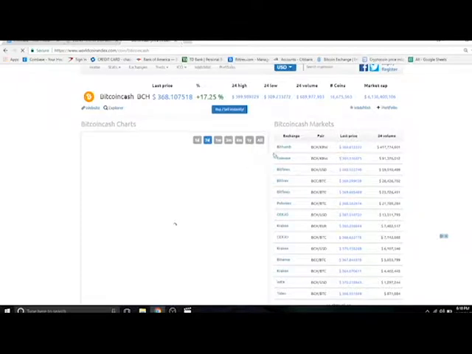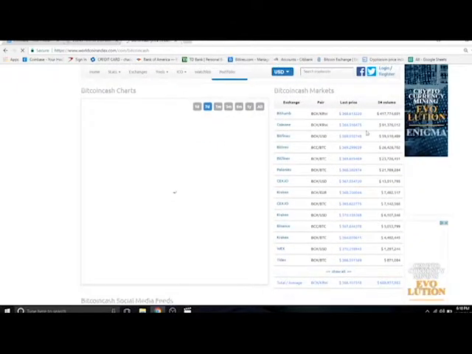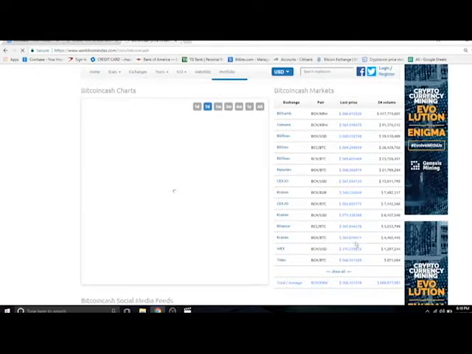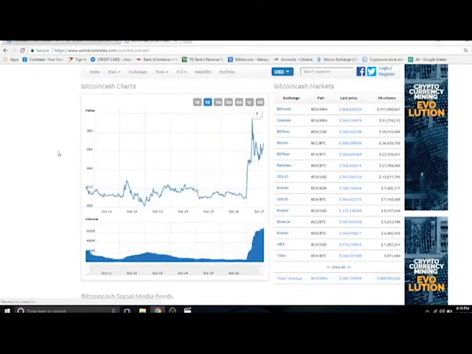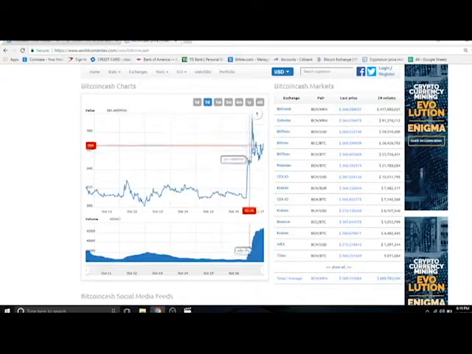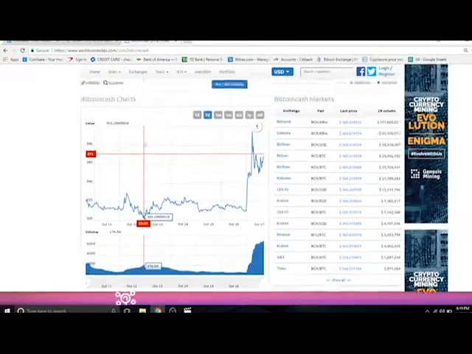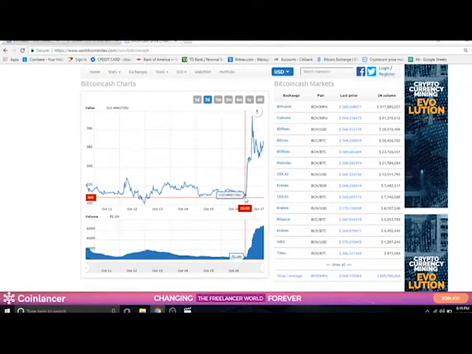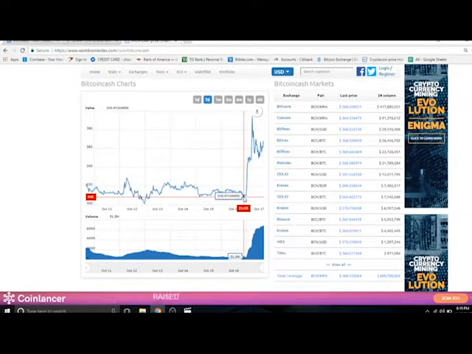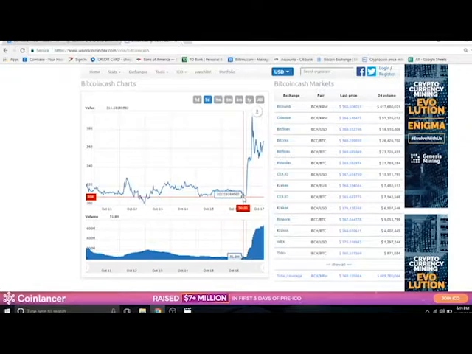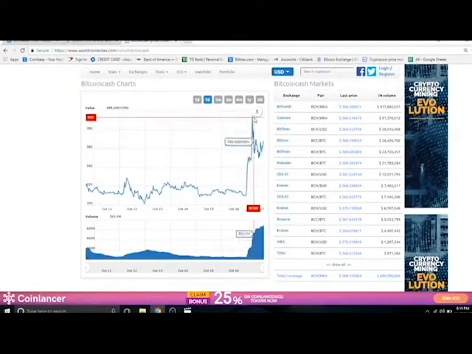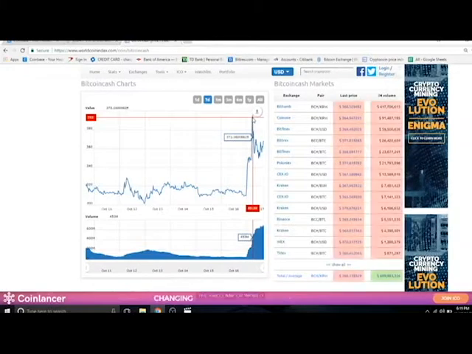So here it comes up. It shows you all the different exchanges and what their last trade price was. So it's very useful. Here we are. So you could put the last 7 days. Like I said, Bitcoin Cash was doing really well. I remember seeing it at around 300, and yep, in just one day, it shot up all the way to 393.